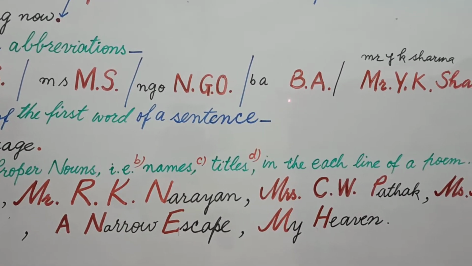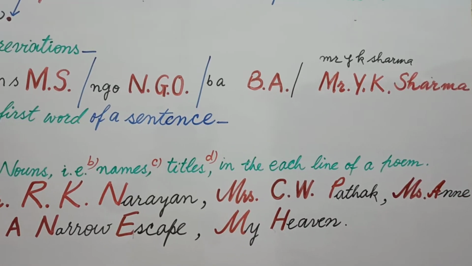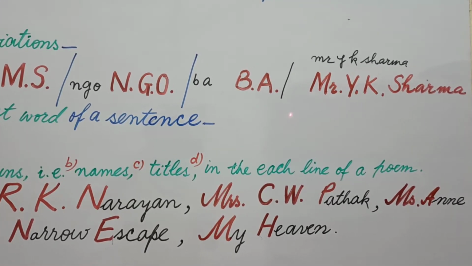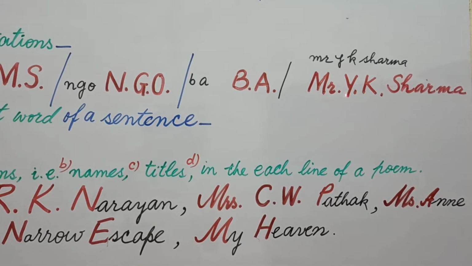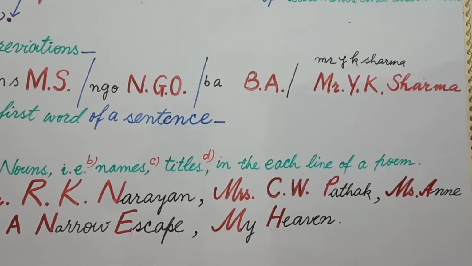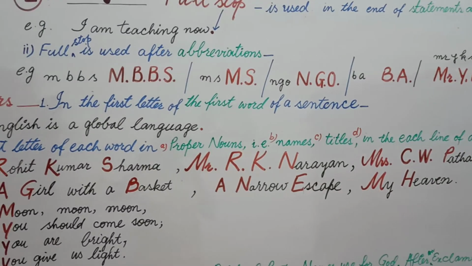BA, Bachelor of Arts: B full stop, A full stop. Now students, sometimes we write names like Mr. Y. K. Sharma: Mr., M capital, r small, full stop, Y capital, full stop, K capital, full stop, Sharma, S capital. This is the use of capital letters and full stop, students.